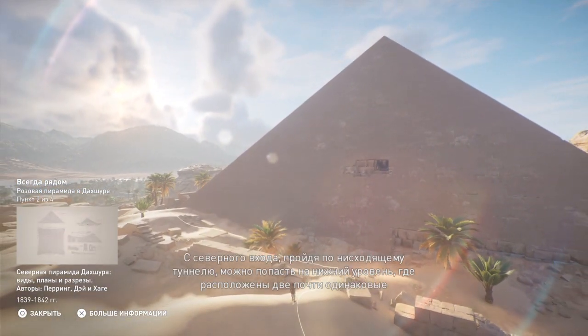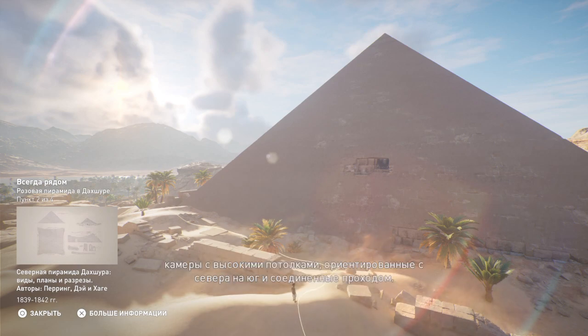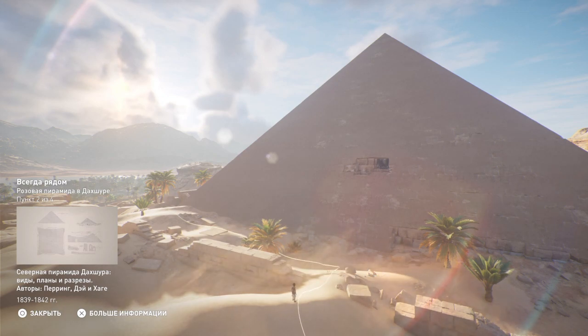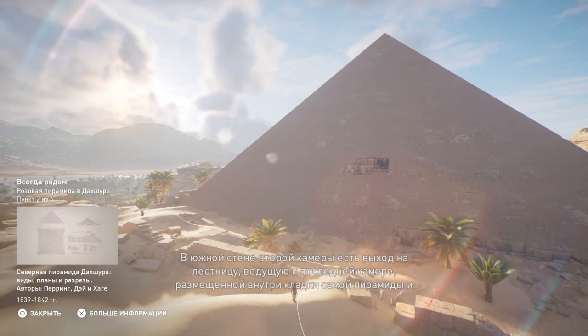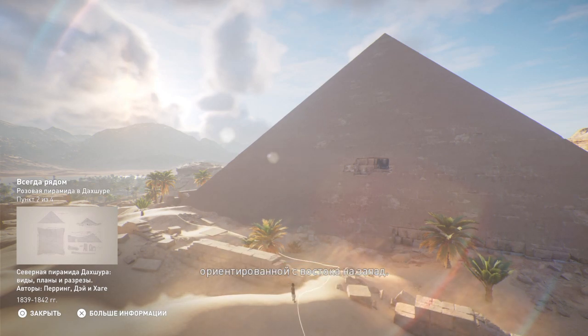The descending corridor of the pyramid, which opens to the north, arrives at ground level, where 2 almost identical spectacular chambers with high ceilings are aligned north to south and connected by a short horizontal passage. In the south wall of the second chamber, accessed by a staircase, another corridor leads to the final chamber, which is built within the masonry of the pyramid itself and aligned east to west.